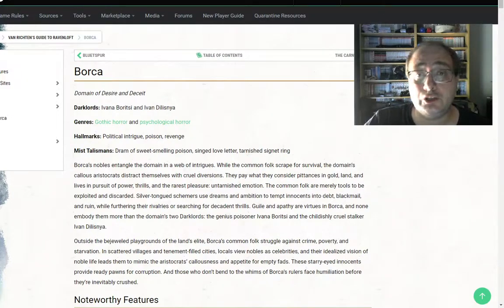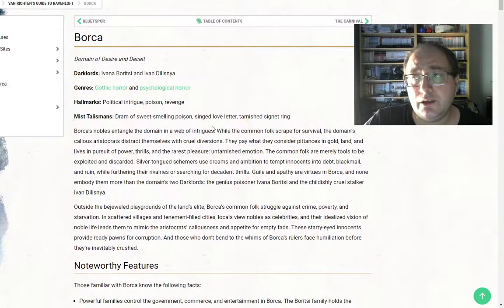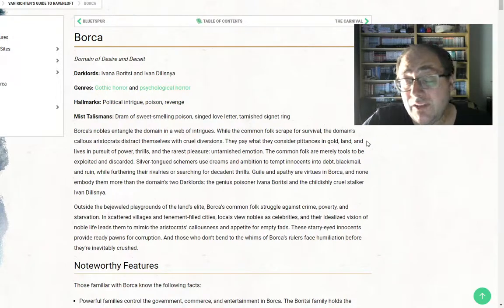As far as the domain itself is concerned, this is basically a domain where you're going to be running, at least by default, a very political, very politics-heavy game, right? It just says here that it's political intrigue. So there's a bunch of noble families. All of these noble families basically hate each other. They can't stand each other, and they're all intriguing against each other for power, prestige, status, or just because they're jaded and bored. And I think that's pretty cool.